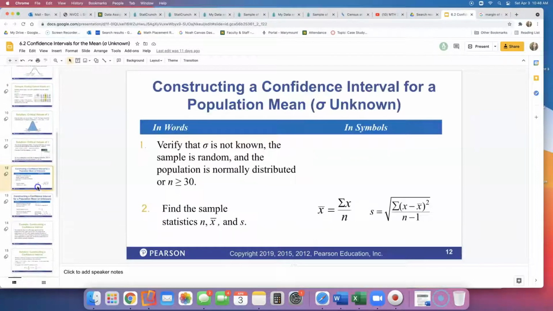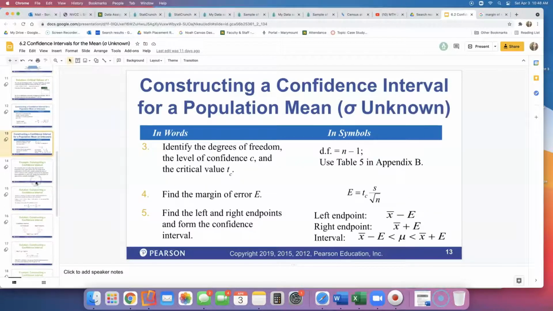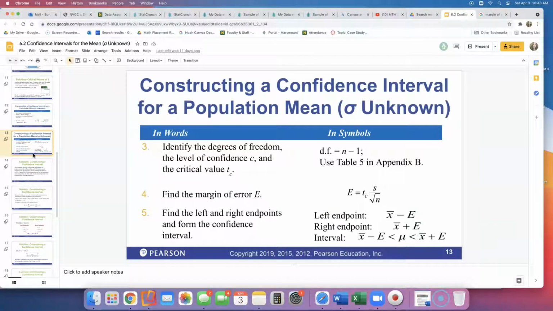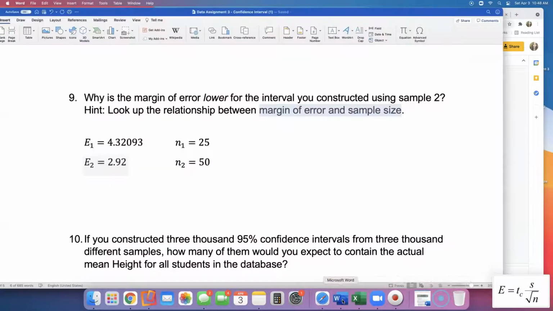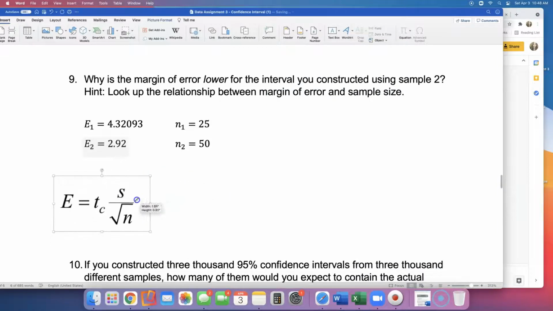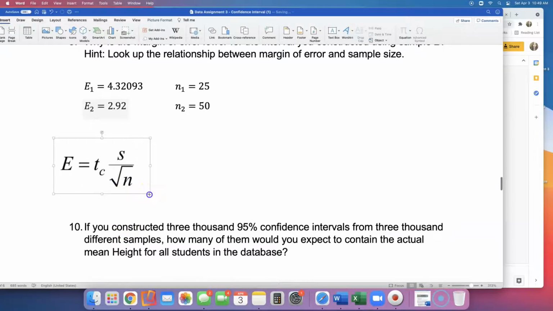This is the lesson that you did by yourself. I'll go ahead and talk about this. I found the margin of error formula right here. This is it. And I'll bring it over here so that we can talk about this. Where do you see n? Where is n in this formula? You notice how n is in the bottom of the formula, right?